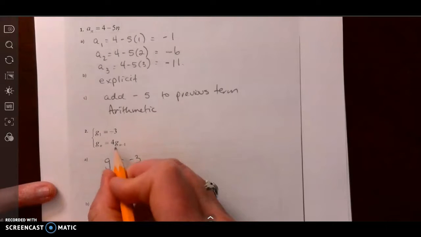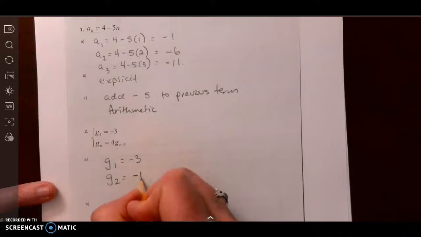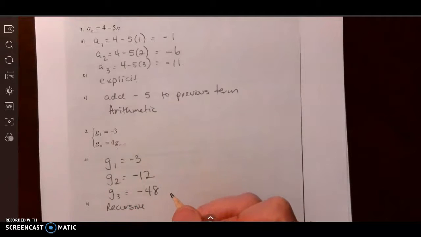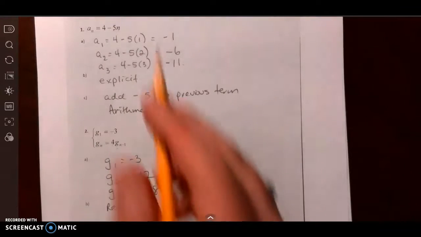My second term, I multiply by 4 and I get negative 12. My third term, I multiply by 4 and I get negative 48. Write whether the sequence is arithmetic or geometric.